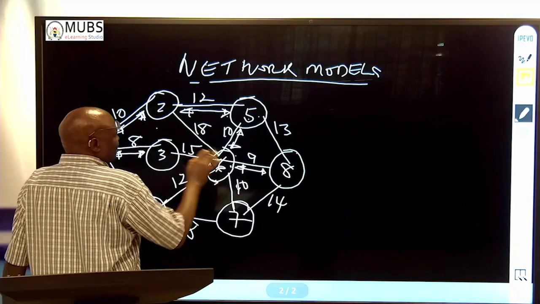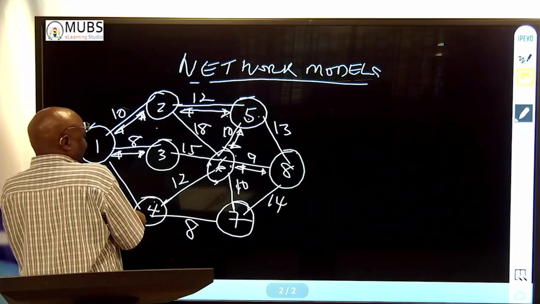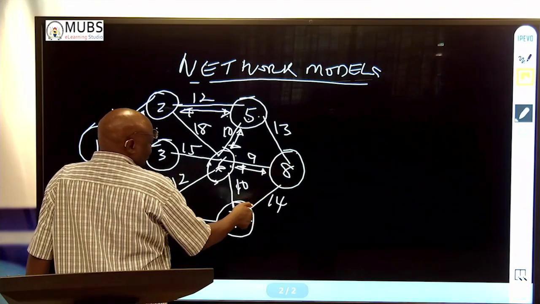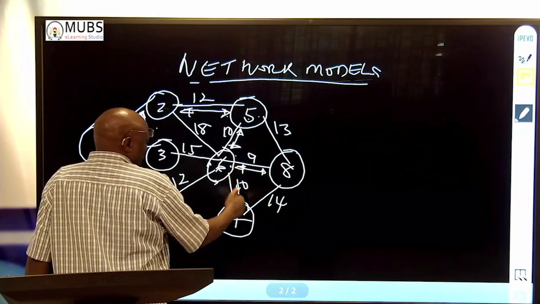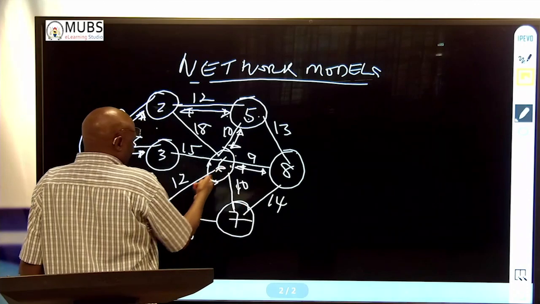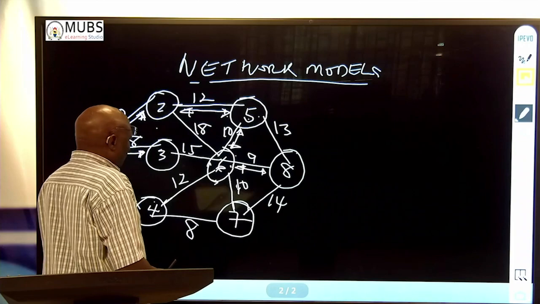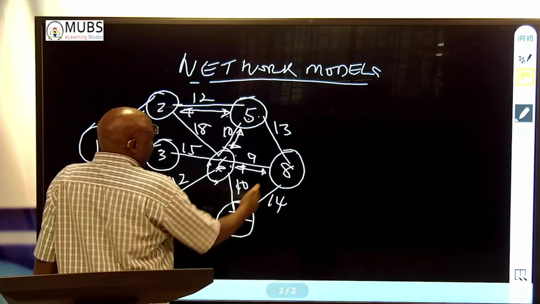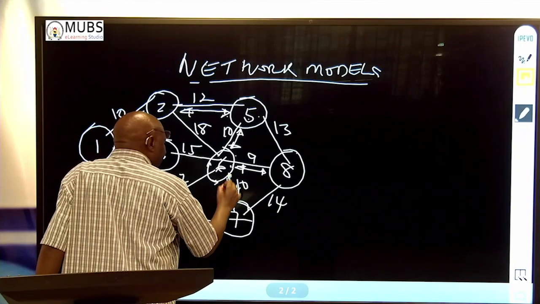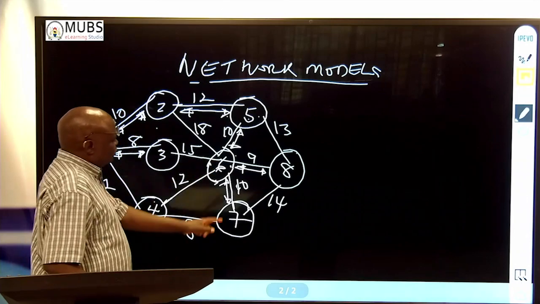Now, once 8 has been connected, what remains unconnected is this and that. So this can connect to this at the cost of 14. This can connect to this at the cost of 10. This can connect to that at the cost of 12. This can connect to that at the cost of 12. Among these, the cheapest is 6 to 7, which is 10.